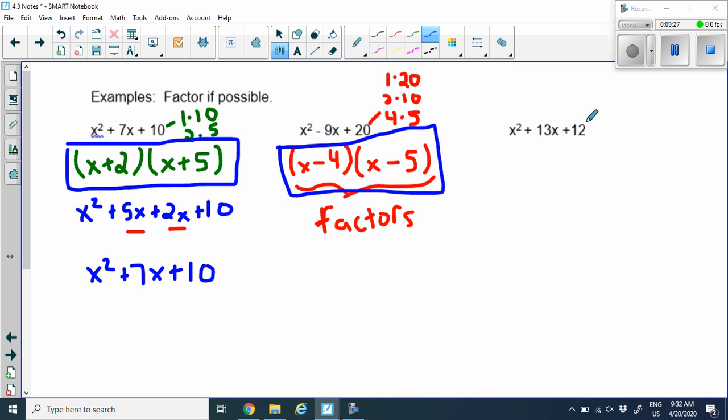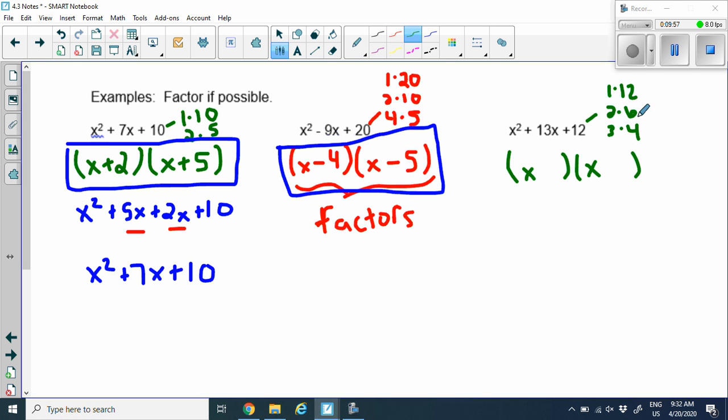Okay, let's go ahead and go over this problem here. So once again, I create my two sets of parentheses. I have x and x because my a value, or the number in front of my x squared, is 1. So I have 12. Let's list the factors. Remember, that means numbers that multiply to 12. So I have 1 and 12, 2 and 6, 3 and 4.